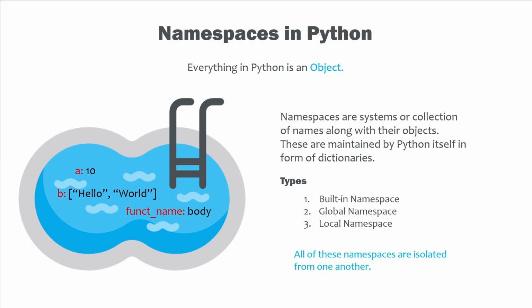Now let's talk about the lifetime of these namespaces. The lifetime of these namespaces or pools depends on the lifetime of their objects or their scope. Let's suppose you have created a function. Whenever Python executes the body of the function, it creates a local namespace for that function. But once the function returns a value, the Python interpreter automatically deletes that local namespace. And whenever you close your program, Python automatically deletes the global and the built-in namespaces of the program.